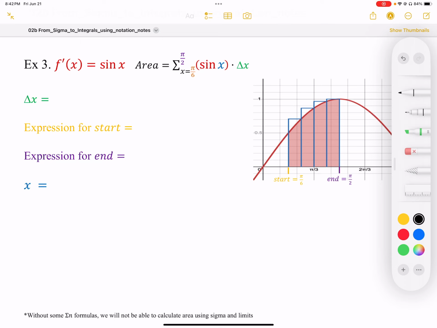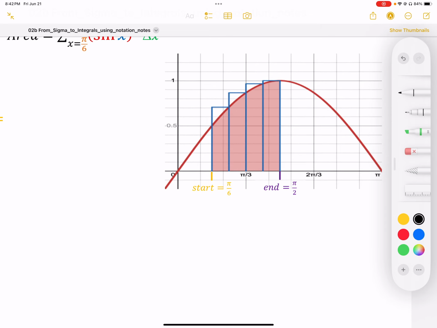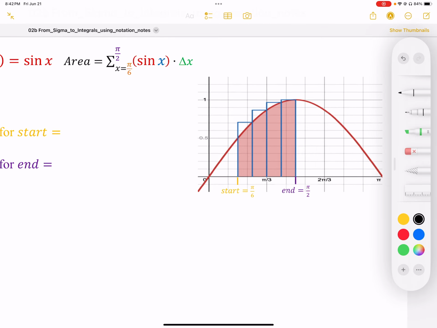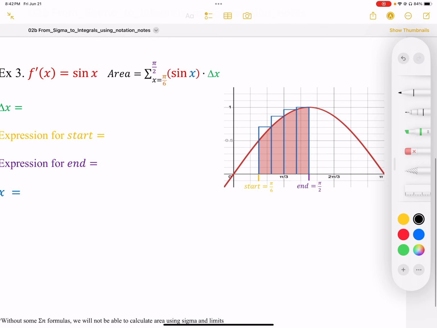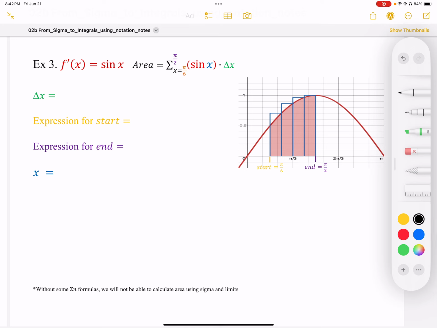Example 3, the curve is sine x, and I want to find the area under sine x from x equals pi over 6 to x equals pi over 2, the starting and end values. So I need to take the height of each of those rectangles, which is sine x, and multiply it by the width, which is delta x. And again, I want to convert this into an n expression. So I need to convert the delta x and the x into some expression of n.